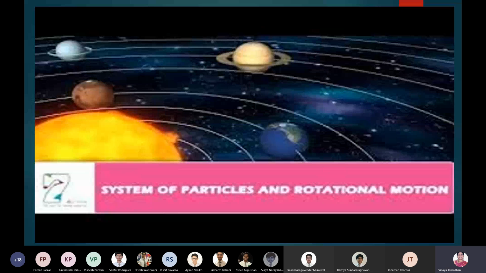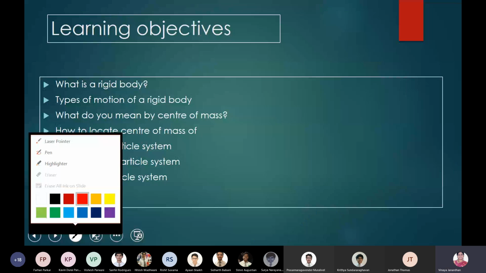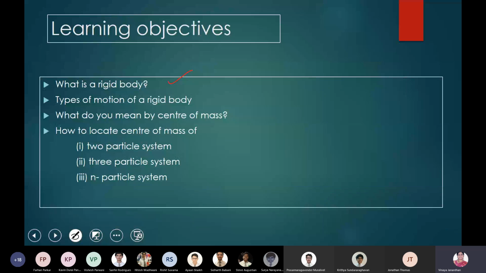Now in this chapter you will be studying what is meant by a rigid body, then what are the different types of motion a rigid body can undergo, then what you mean by center of mass. Now, how to locate the center of mass of a 2-particle system. Suppose I have HCl, right? H plus will be considered as one particle, Cl will be considered as another particle.